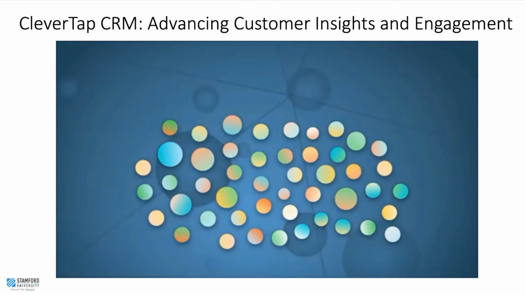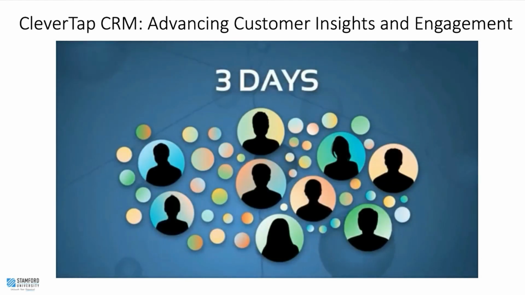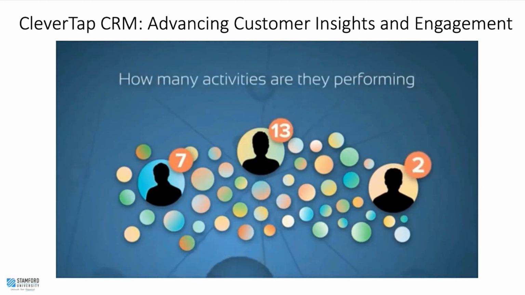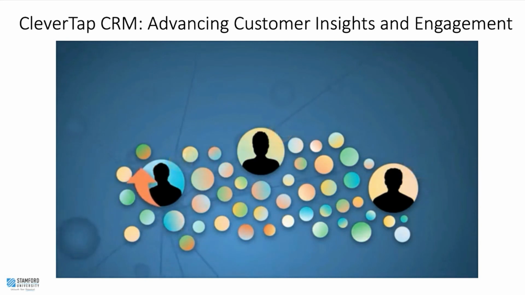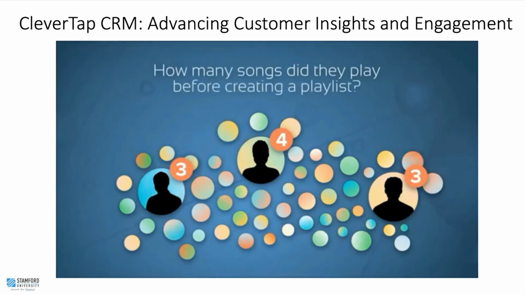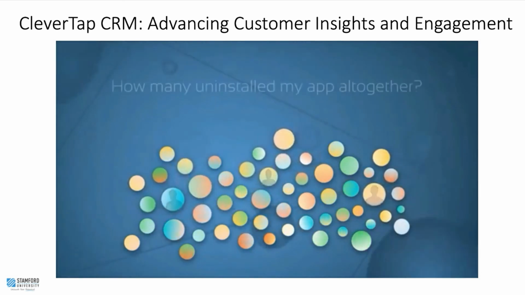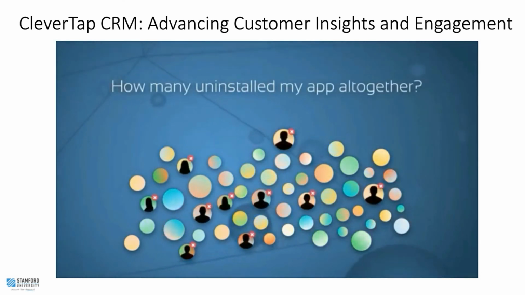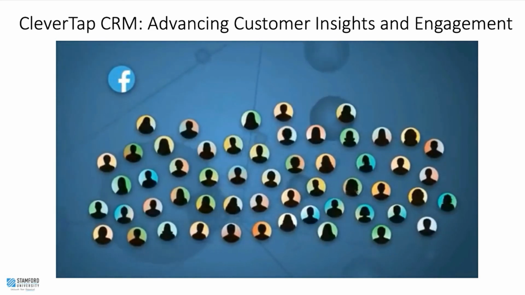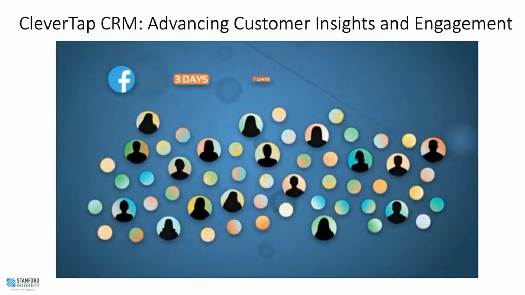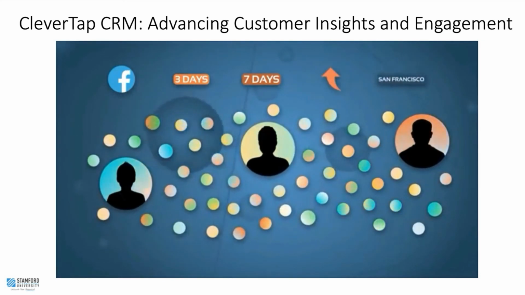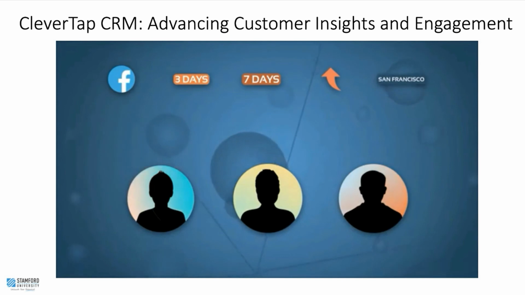Which of these users are coming back to the app in 3 days versus 7 days versus 30 days? How many activities they perform before they register? Are they referring any friends? How many songs did they play before creating a playlist? Or how many uninstalled my app altogether? So if you ask us, which users were acquired from Facebook, came back on day 3, registered for an account by day 7, referred a friend, and live in San Francisco, we're going to tell you exactly that.